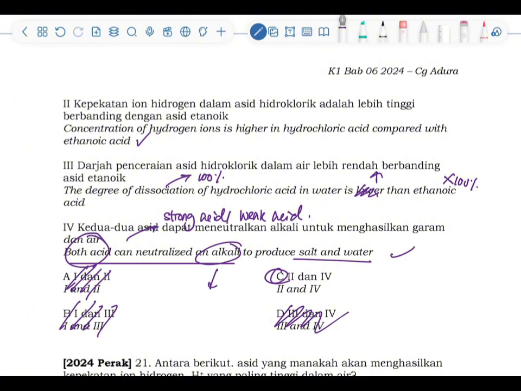So same goes to alkali. No matter it is the strong alkali or weak alkali, it doesn't matter, it still can react with the acid to produce salt and water. And this process which produces salt and water by the reaction between acid and alkali is neutralization. So I think this video will end here, and I will see you in the next video.